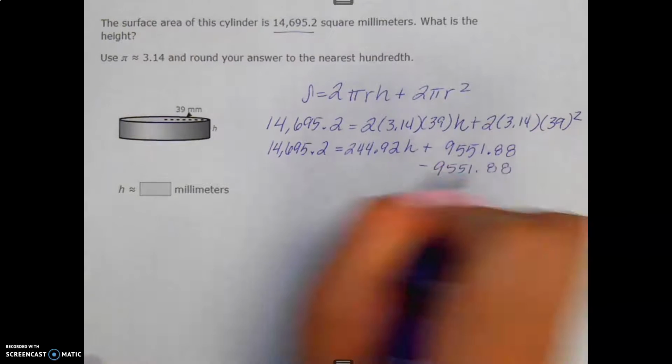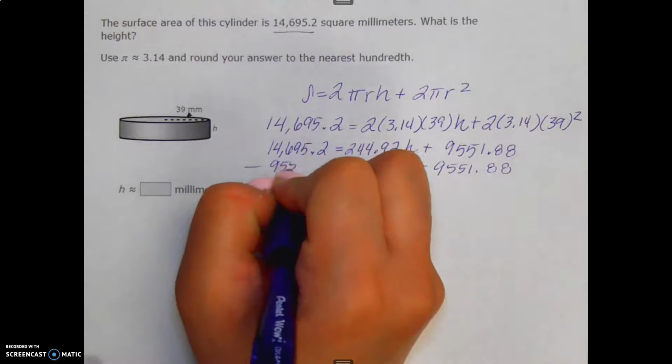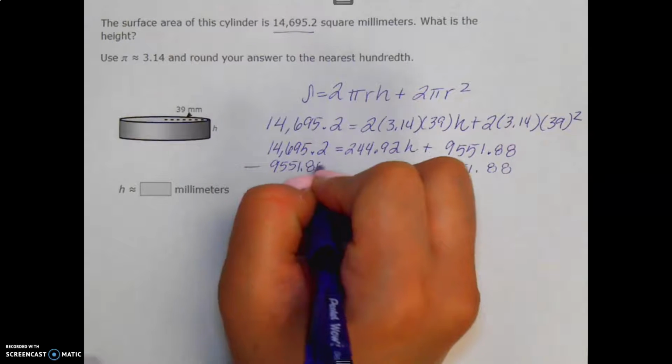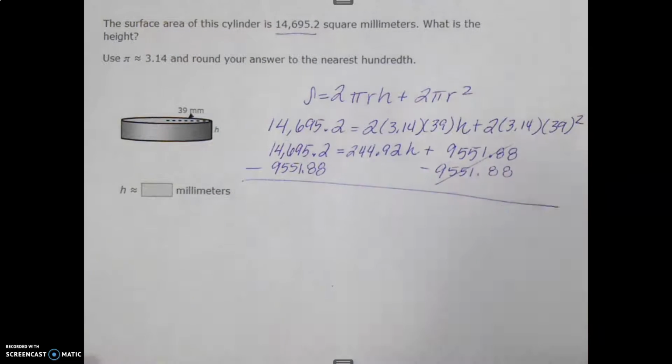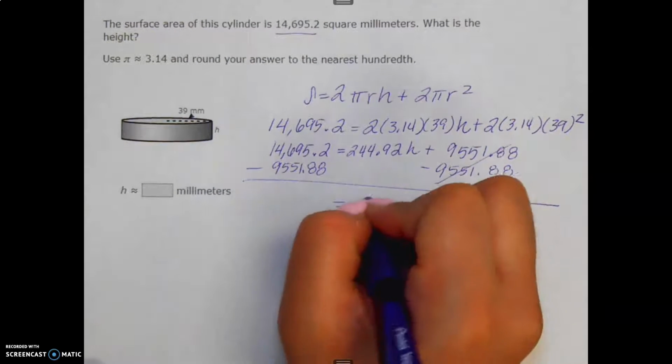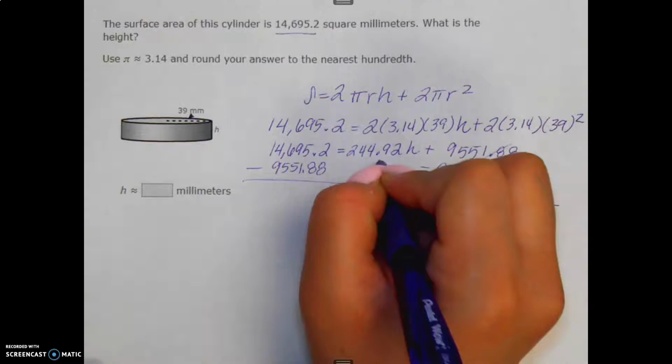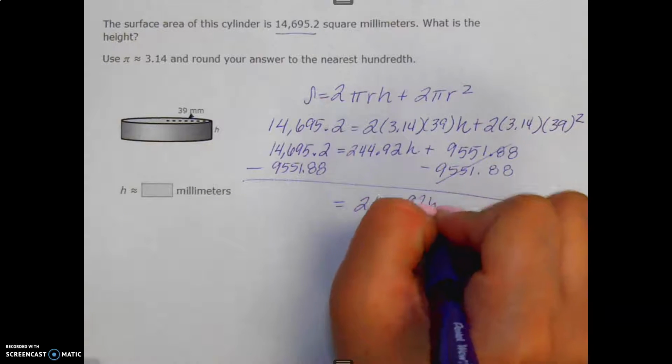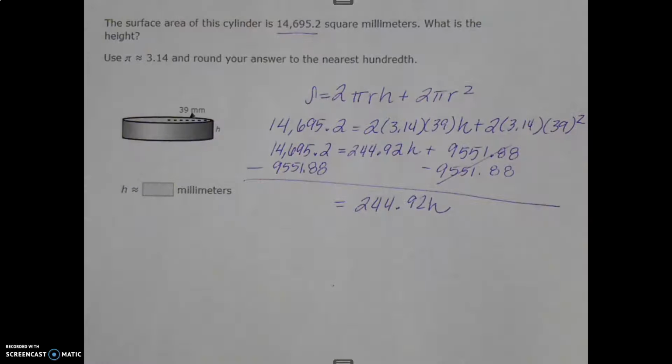All right. From here, I need to get H by itself, so I'm going to subtract the 9,551 over. That way I can cross it out. Whatever I get is equal to, I'm just bringing this down. I haven't done any calculations yet. 14,695.2 minus 9,551.88.